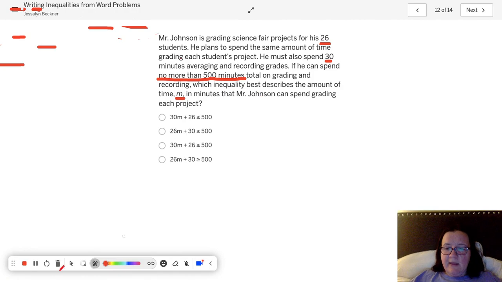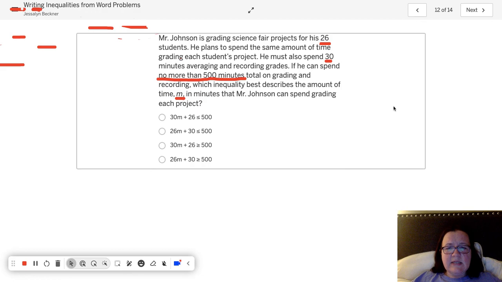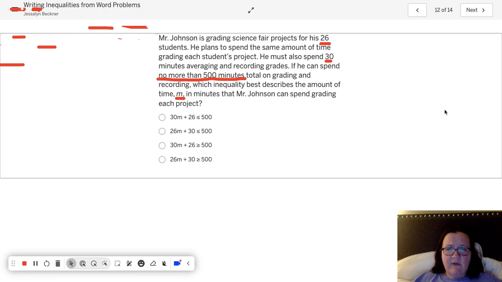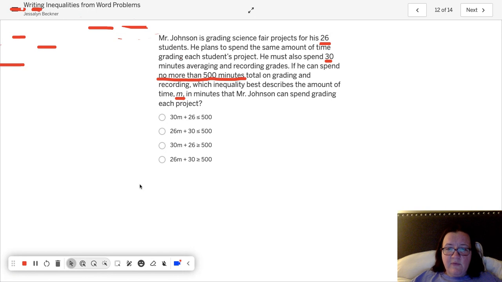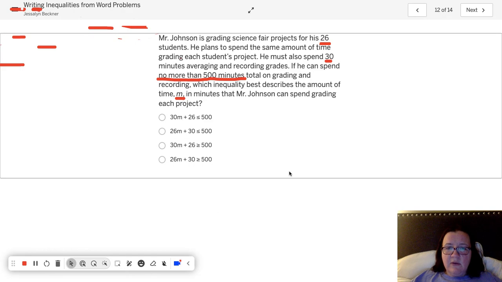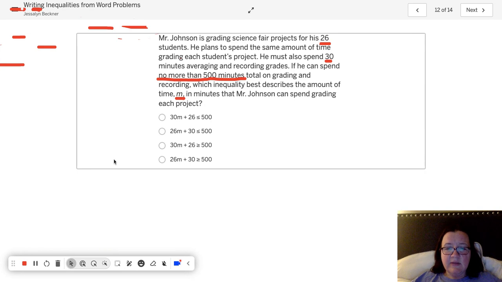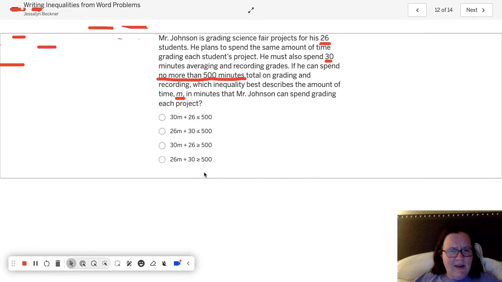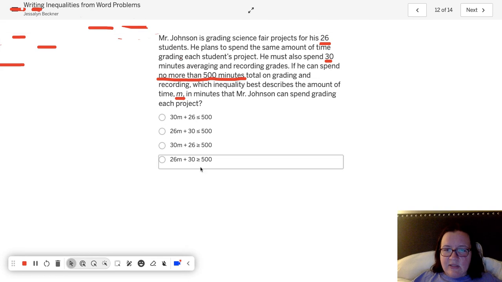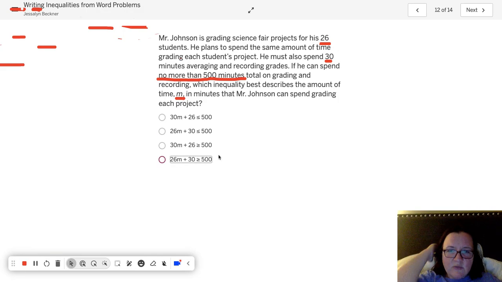All right, let's look at this. Let's get our little selection tool. So he's telling us that there are 26 students, and he has to grade for each of them, okay? And our variable is M for number of minutes. So we know that he must also spend 30 minutes averaging and recording grades. So that is like a flat 30 minutes, no matter what, okay? So we're not going to have the variable with the 30 minutes because it's not 30 minutes for each kid. He's going to take 30 minutes total for all the kids. So we're going to add that. So that brings us down to two choices. We've got the last one or the second one.